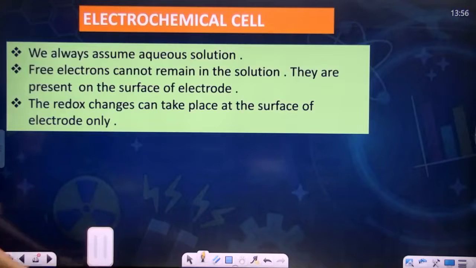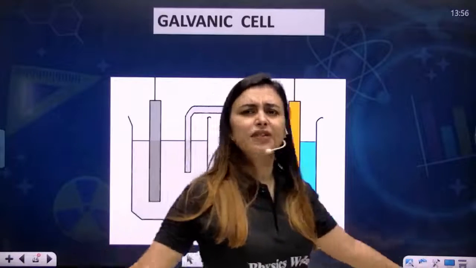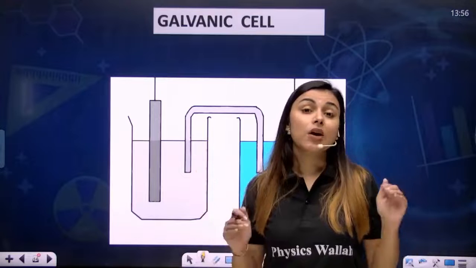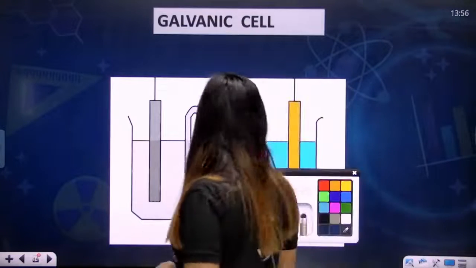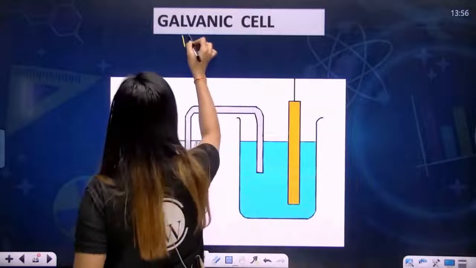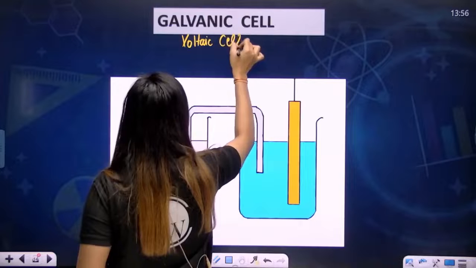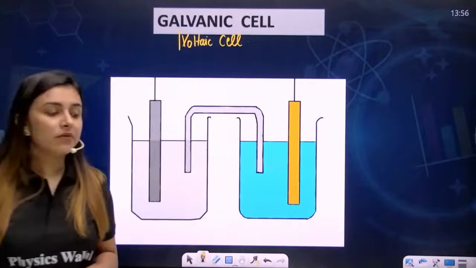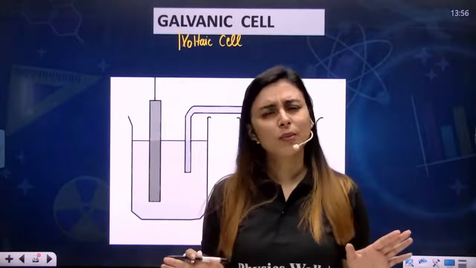I hope you've written it. Now let's move forward. Now, my dear students, we have studied everything about the electrolytic cell. Now we are going to study the galvanic cell. My dear students, a galvanic cell is also known as a voltaic cell. So if someone asks you about a voltaic cell, just imagine they are talking to you about a galvanic cell.